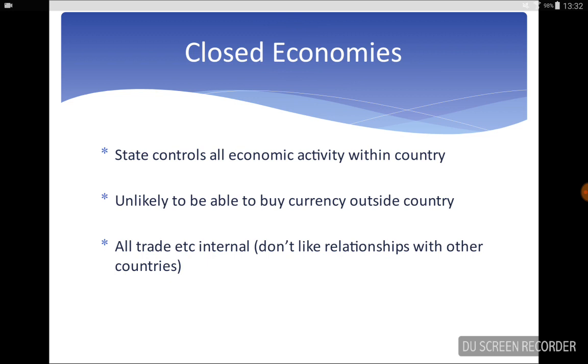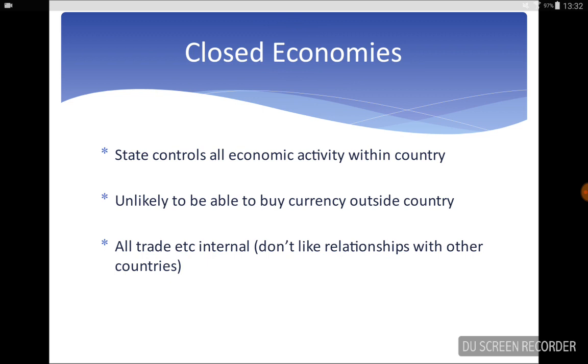Also, with a true closed economy, they don't like dealing with people outside of their own country. They don't like dealing with other countries. So they tend to be very insular, very isolated. Again, thinking of examples, the best example I can think of off the top of my head would be somewhere like Tibet, where they're totally isolated, totally cut off. Tibet, Nepal, places like that. Although I suspect that's opening up a bit more now than what it used to be.